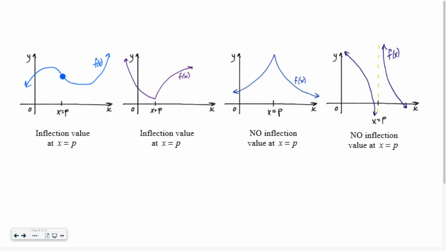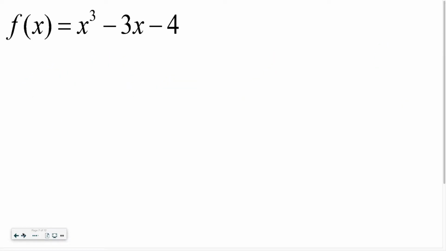So what we're going to do moving forward, we're going to do a few algebraic examples of how to figure out where a function is concave up versus concave down, and how to identify a point of inflection. We'll start off nice and easy. We love polynomials, right?